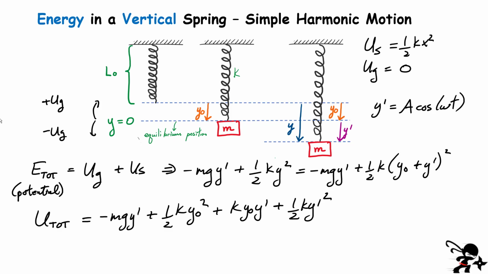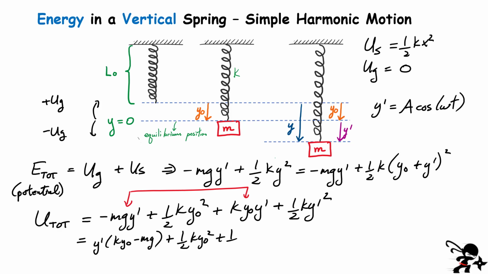Now the two terms that I'm really interested in here are this one and this one. Again, for the same reason that we did before, if you factor out y prime, guess what? Look at these two terms, right? What you're going to get here, if I factor out y prime, is ky0 minus mg. This term we've seen a couple times so far, right? That's the definition of the equilibrium position. It has to be equal to 0, so this term doesn't even exist.